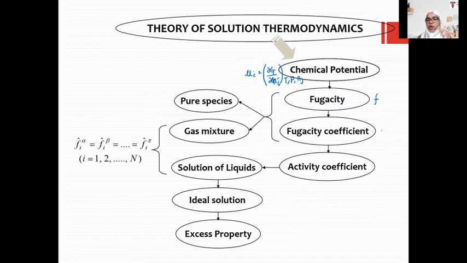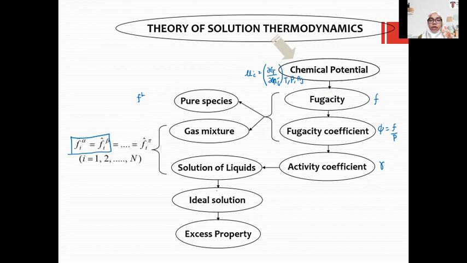And then the fugacity coefficient was also introduced to determine the ratio between the real and the ideal process. And we also introduced the activity coefficient in the solution in the liquid. For the fugacity and fugacity coefficient, we covered the pure species, where for the pure species we can determine it whether in liquid or vapor phase. And for the gas mixture, we already defined that at equilibrium, the fugacity for each phase is the same.